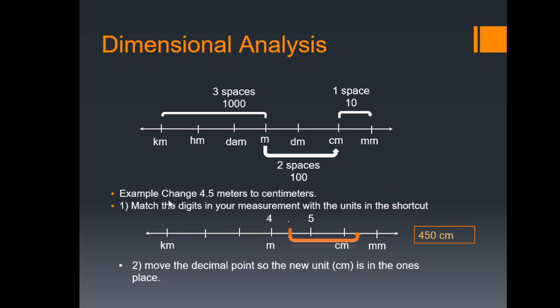An example here is change 4.5 meters into centimeters. So we have 4.5 meters, and we want to go to centimeters. It's 100, so there's 2 zeros, so we're going to move that decimal two spaces. There's 2 zeros. We'll move it 2 times to the right to get 450 centimeters. This is one way you can do it. If you can do it this way, more power to you.